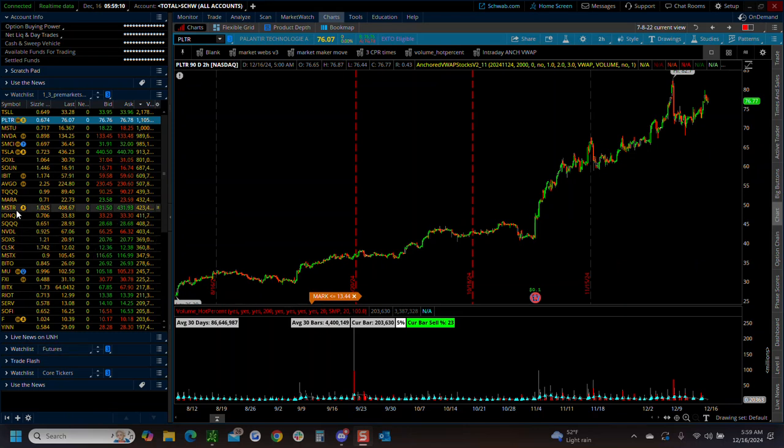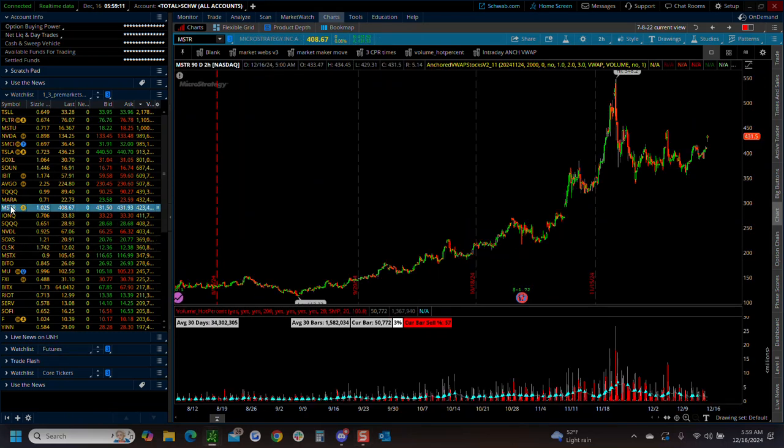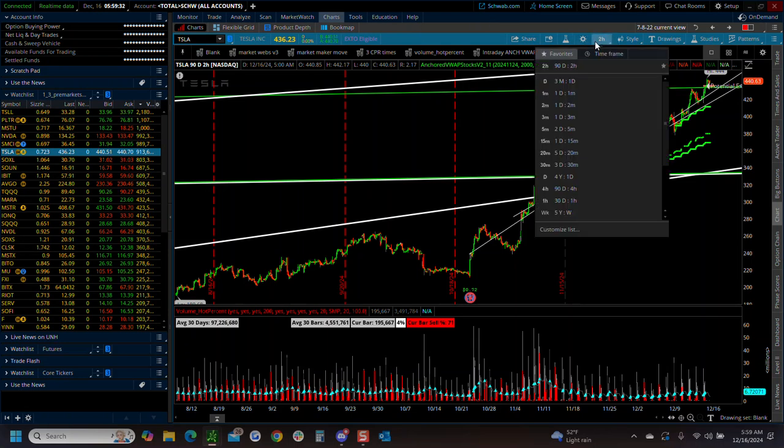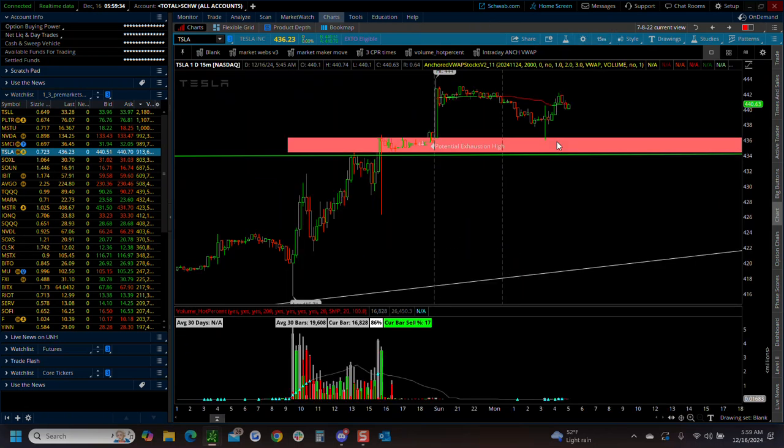MSTR is also being added to the Qs. It's gapping up this morning as well. Be very mindful of that scenario. Not a lot of other things are happening. We do have a gap up on Tesla. So, I had mentioned in the last video that we had a potential exhaustion high based on Friday's price action, but we are gapping up this morning on that. So be very mindful of that.